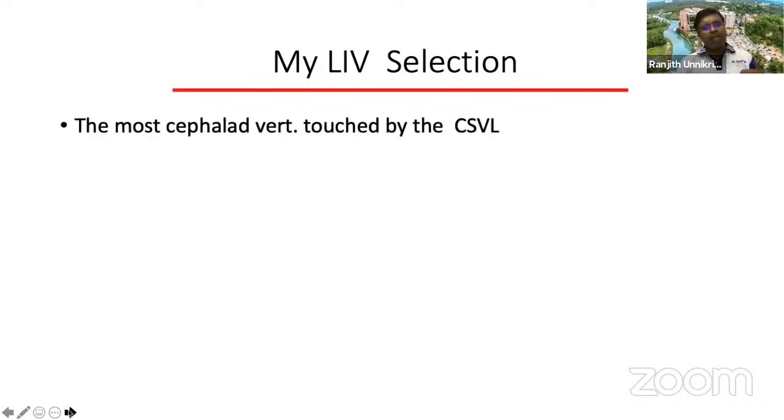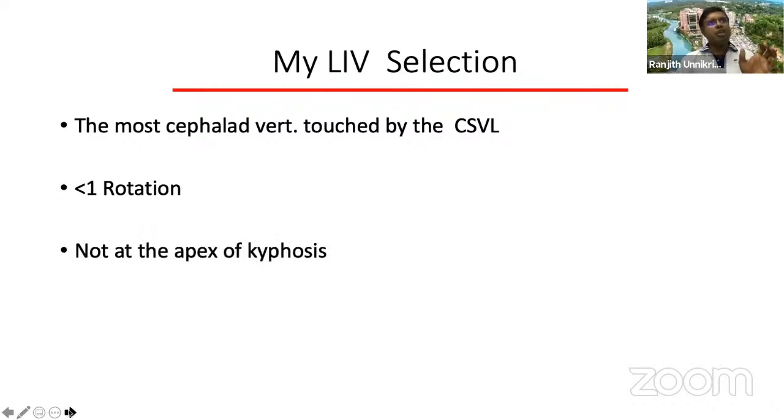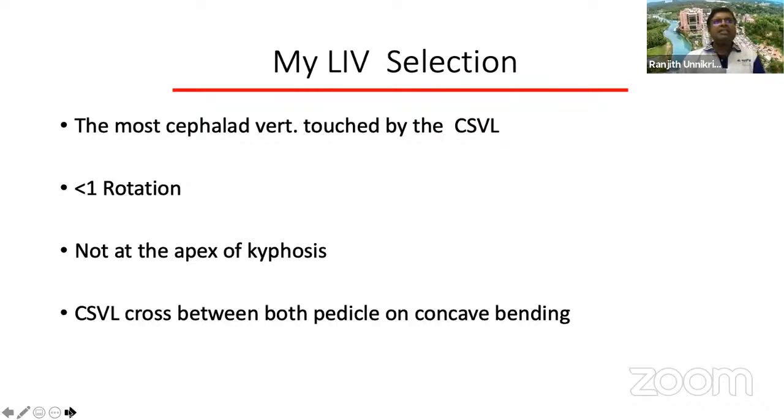Now, how do I select my LIV? For me, it is the most cephalad vertebra touched by the CSVL. So this part of the lumbar curve, this is my first point. Next, less than 1 degree of vertebral rotation, meaning not a very rotated vertebra. It should not be at the apex of the kyphosis, what Dr. Bhavuk mentioned. I try and go down, not above. The CSVL should cross between both pedicles on the concave bending film.